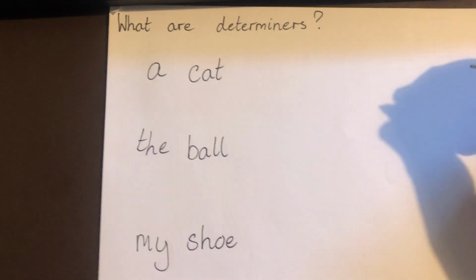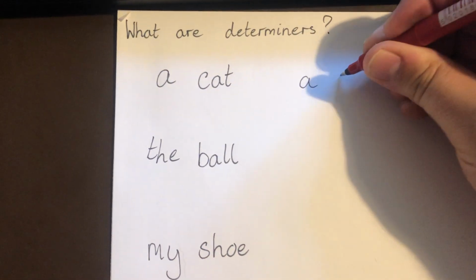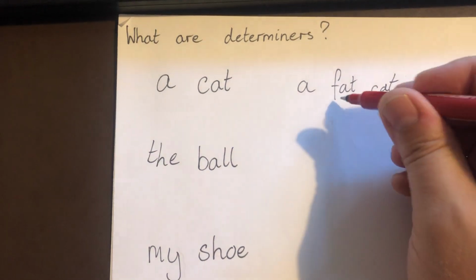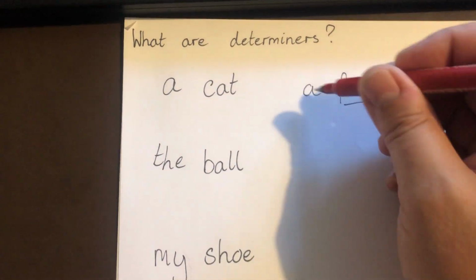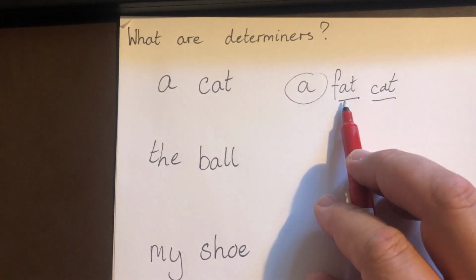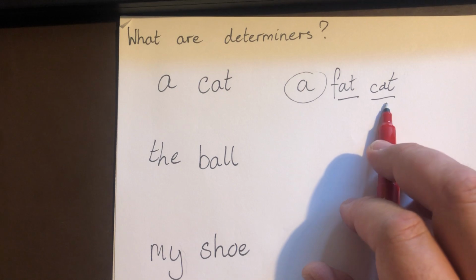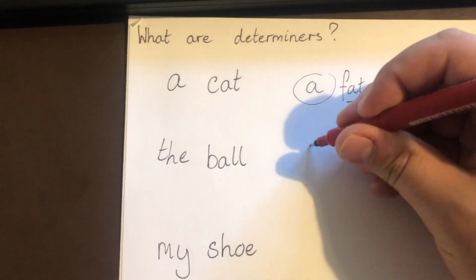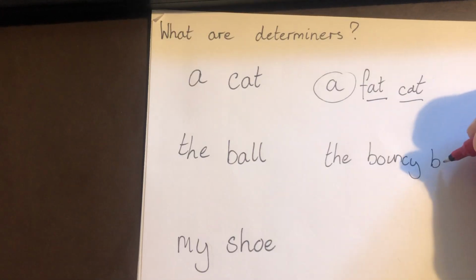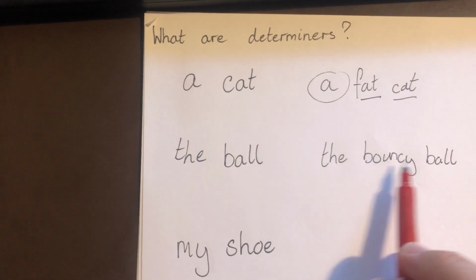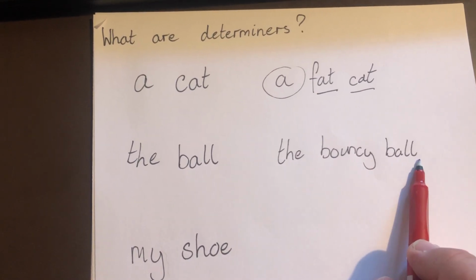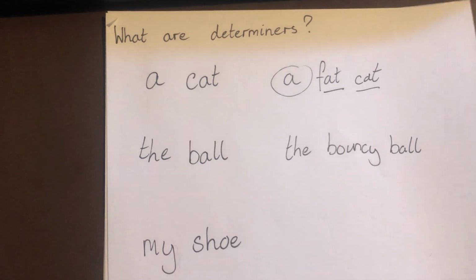Sometimes my cat might have an adjective. It might be a fat cat. That doesn't matter. This is still the adjective. This is still the noun, but this is our determiner. This is what we're looking for in this task. So we're going to ignore the adjectives. We're looking for the determiner that goes with this noun. So if it was the bouncy ball, bouncy is the adjective that we've added, but the is still the determiner. It's the one that comes before. So that's the first thing we're going to look at.